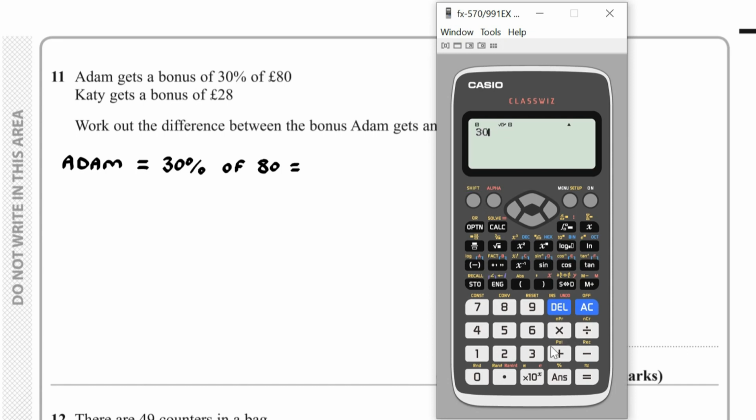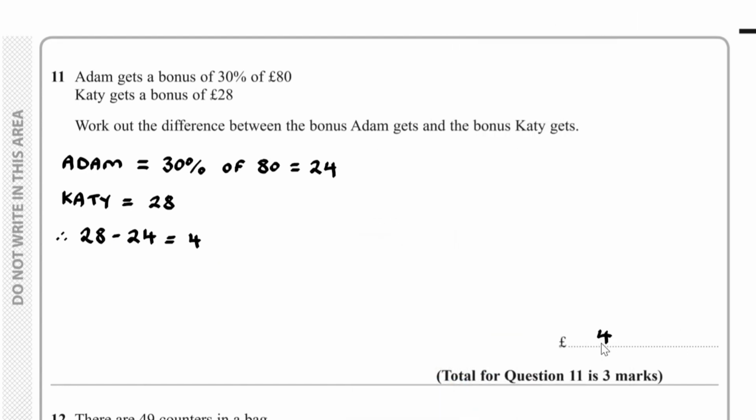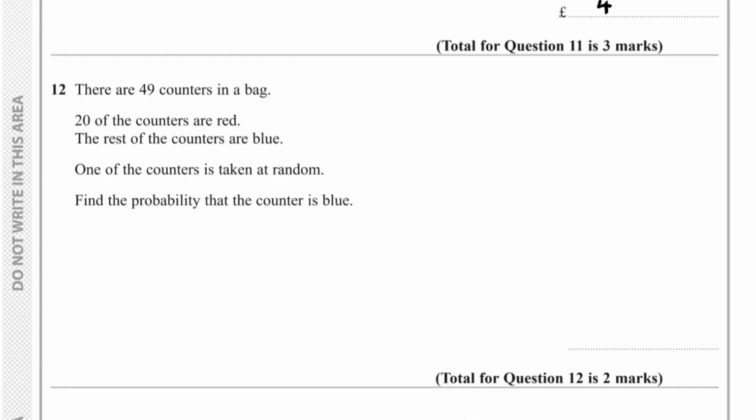30% of 80 is 24. Katie gets a bonus of 28, and therefore the difference between 28 and 24 is 4. So the difference is £4.